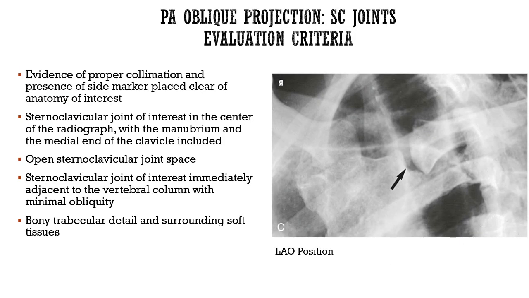For the PA oblique projection SC joints, we're going to see the SC joint in the center of the radiograph with the manubrium and the medial end of the clavicle included. We're going to see that open SC joint space. This is an LAO position with the left SC joint visualized.